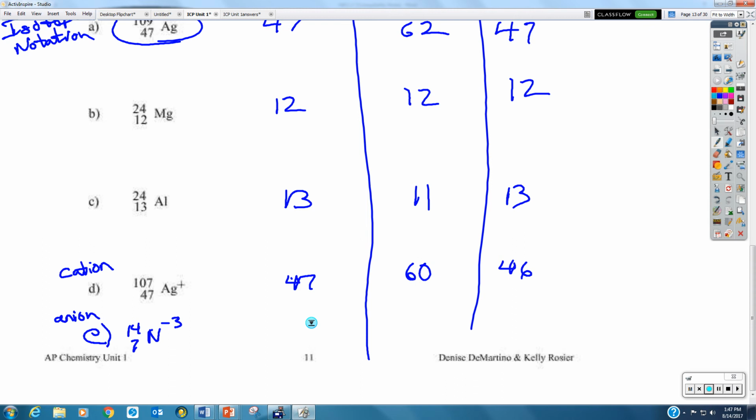All right. Going through this one, how many protons? 7. How many neutrons? 7. And electrons, 10, because we have a negative 3 charge, so we have 3 extra electrons.